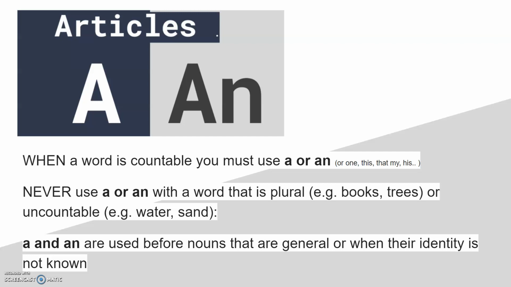So a and an are used before nouns that are general or when their identity is not known. So a book, just talk about any book. Go and get a book. I would like an egg. Any egg. It's not a specific egg. A general egg. Okay?